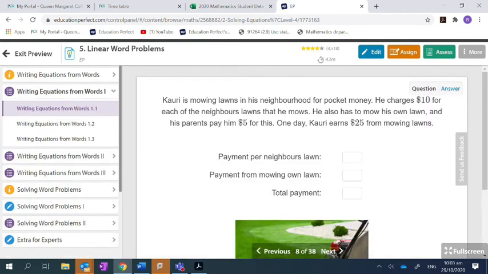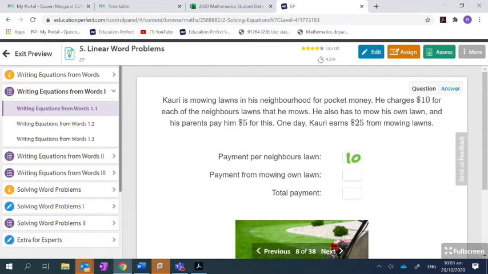Here we go. We're going to do some practice. This is a really good exercise. Picking out the pieces. Okay? Cody, I don't know how to say that, is mowing lawns in his neighborhood for pocket money. He charges $10 for each of the neighbors' lawns he mows. So every lawn he mows he gets what? $10. All right. Well, let's fill it out as we go then. So that's $10 per lawn.